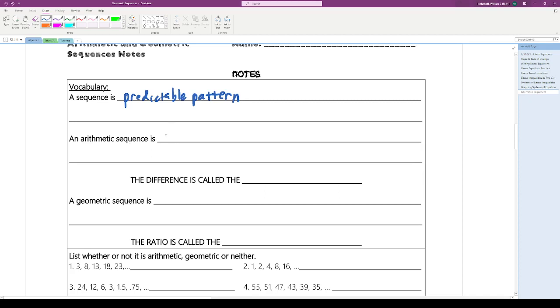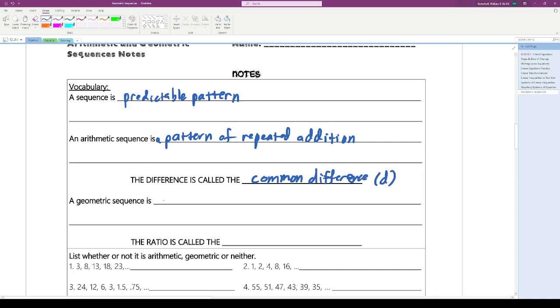An arithmetic sequence is a pattern of repeated addition. So the really key thing here is that we're adding something over and over. So we have that common difference. Oh yeah, the difference is called the common difference, which we call D in those formulas up above.